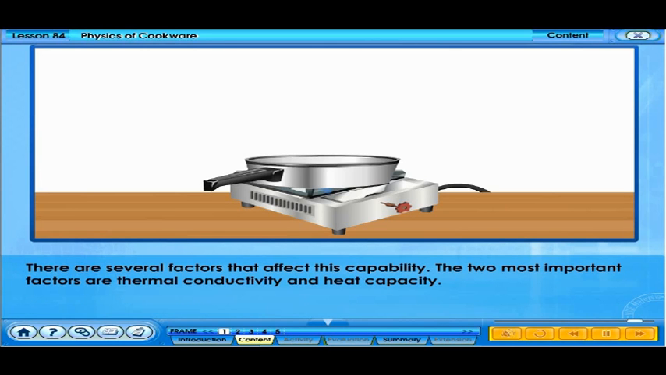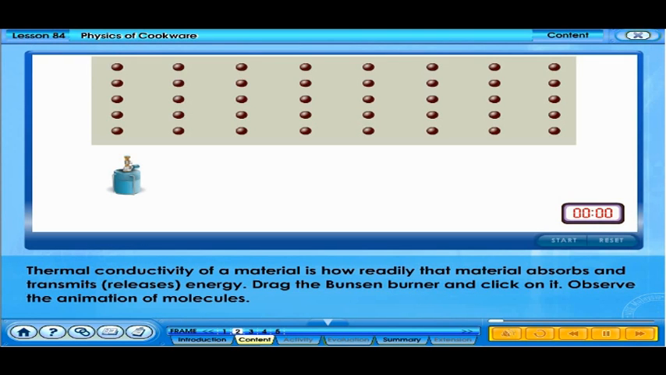There are several factors that affect this capability. The two most important factors are thermal conductivity and heat capacity. Thermal conductivity of a material is how readily that material absorbs and transmits or releases energy.